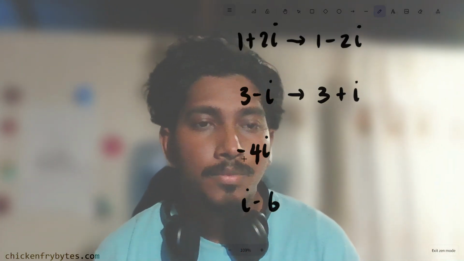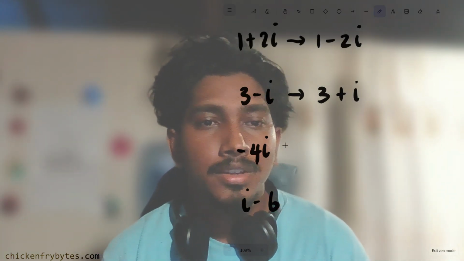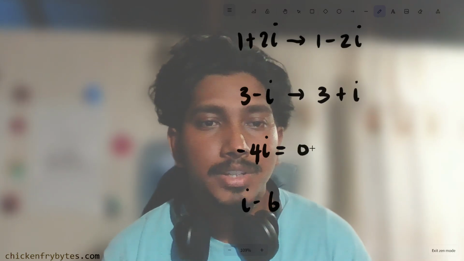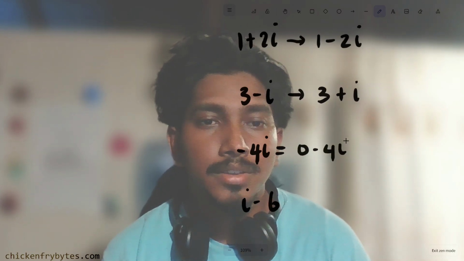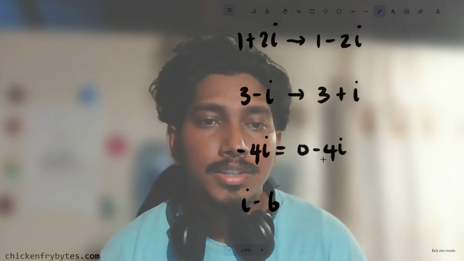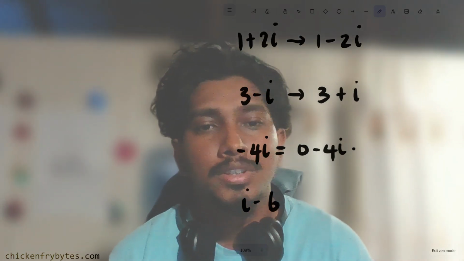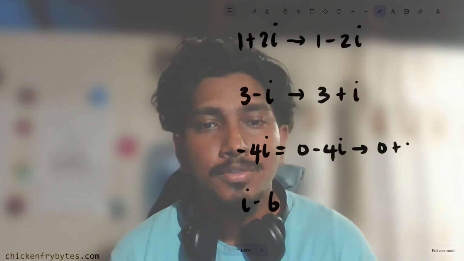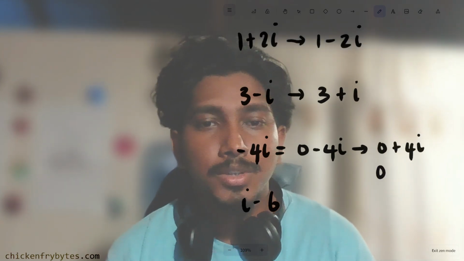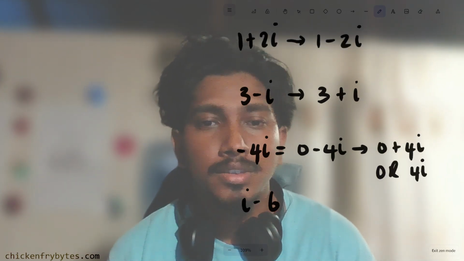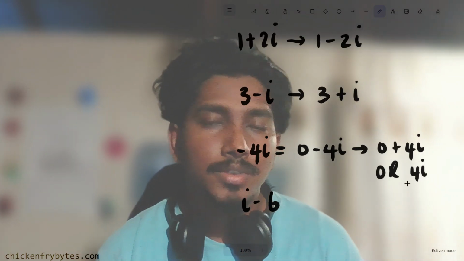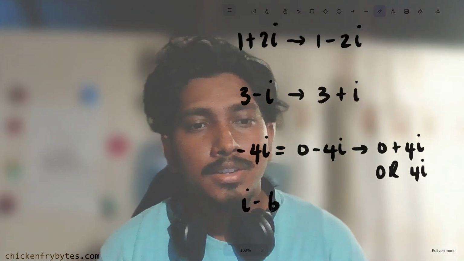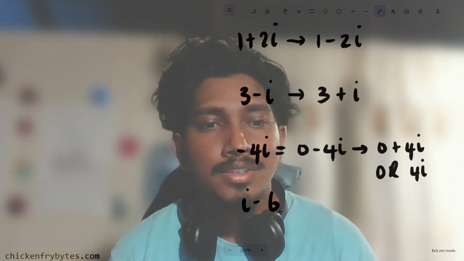Moving on to the next one, we have negative 4i. We need to acknowledge that this is really 0 minus 4i. And so the imaginary part is this negative 4. So when we change it to the conjugate, we actually get 0 plus 4i, or simply, we can just write 4i. No need to state the real part, right? It's implied.